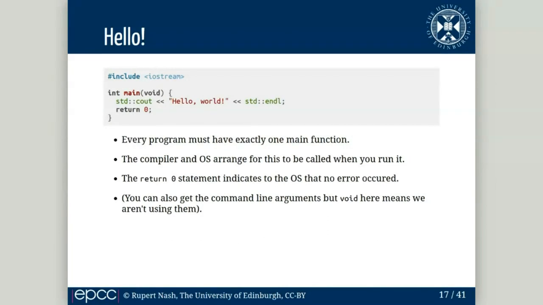One thing to note here is that the return zero statement indicates to the operating system that no error occurred. So if you're using Unix or Linux or some Unix-like operating system, when you run a binary, it will return a value, and you can check that. So you can see whether your program's been successful, or you can return a status that you could use in your scripts or in another program to let you know what's happened within the program. As it also says here, you can get the command line arguments, but the void statement here means we aren't using them. I'd also mention that by returning zero, that just means everything's okay. That's the default. There are a number of different values you can get. They're defined in an include file in the C standard library.